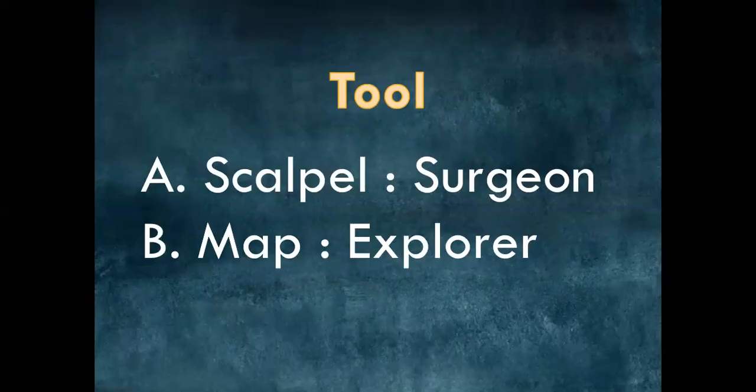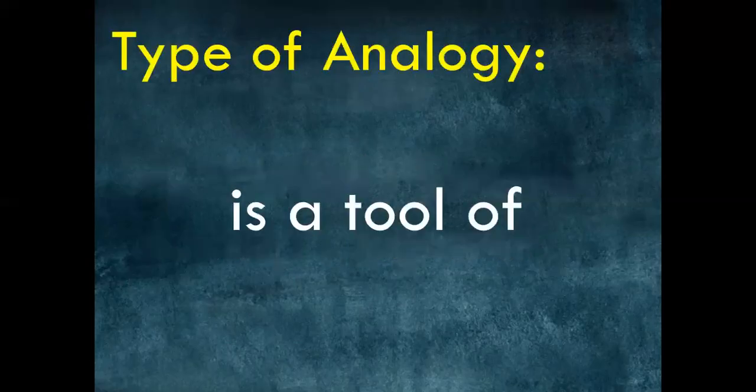Now, another one, we have tool. Scalpel is a tool of a surgeon, and map is a tool used by the explorer. Now here, let's try some more examples so you will understand this type of analogy. This type of analogy would like to show us a tool used by a person.